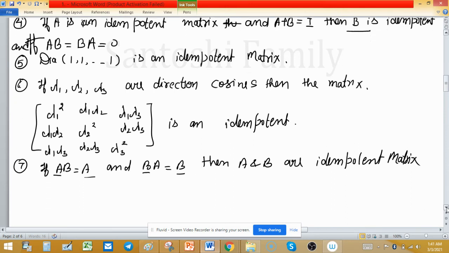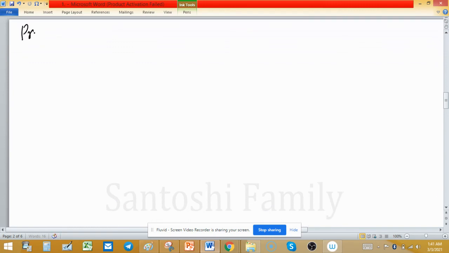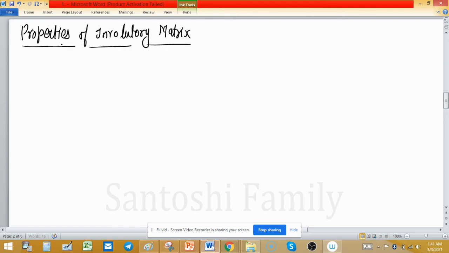Now some properties related to involutory matrices. The first property is: the identity matrix is always an involutory matrix. Very common. The identity matrix is always orthogonal, involutory and idempotent.